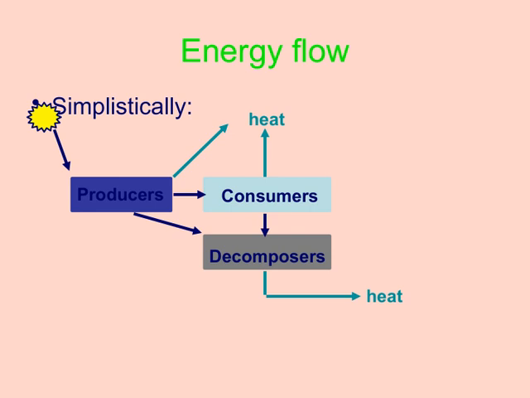Next, we have the consumers. These are the animals that eat the producers or other consumers. They can be herbivores, carnivores, or omnivores, depending on what they eat. Then, there are the decomposers, organisms like fungi and bacteria that break down dead organic material, recycling nutrients back into the environment. Throughout this entire process, heat is released at each step, representing energy lost as thermal energy.